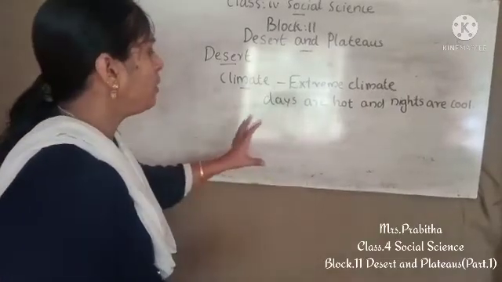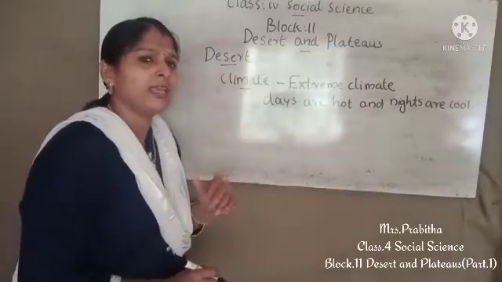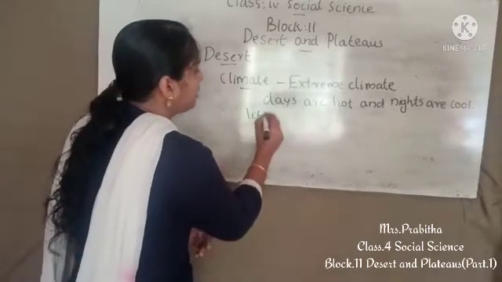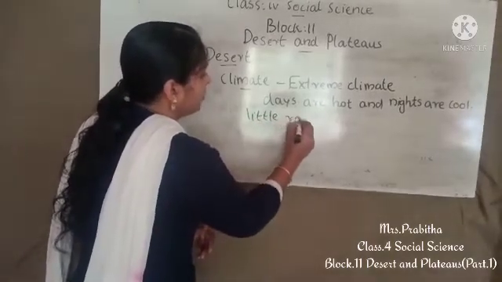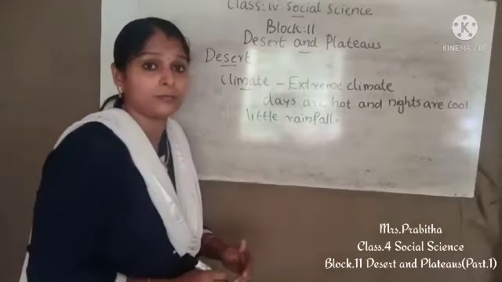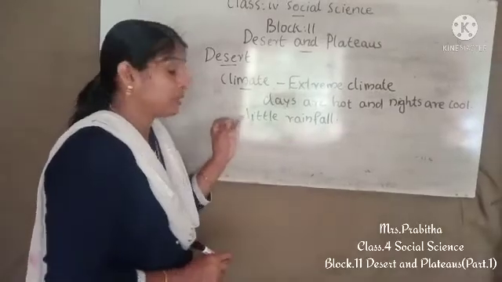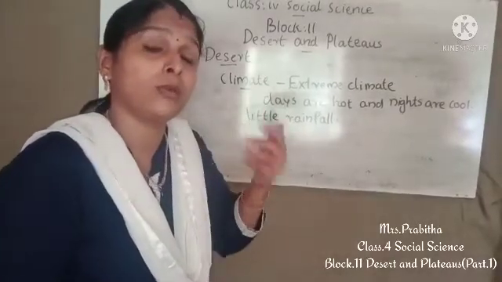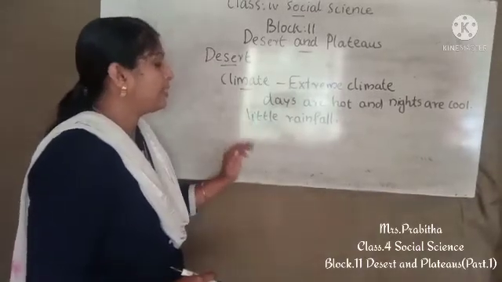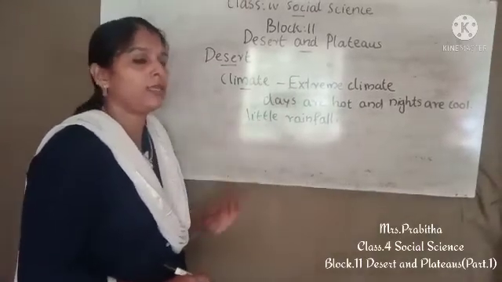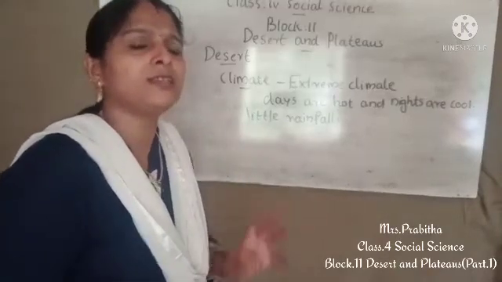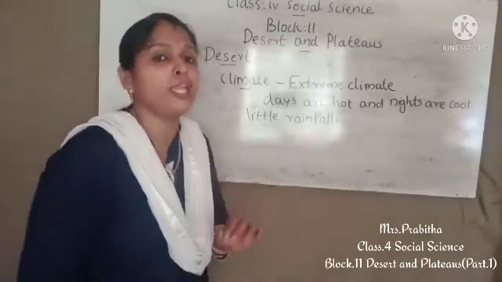And we know how rainfall is received here. Yes, very little rainfall can be found there, isn't it? So the people go long distances for getting water, walking long distances to carry water. So days are very hot and nights are cool, and very little rainfall is received here. In the summer time it will be very hot in desert and in winter season it will be very cool.